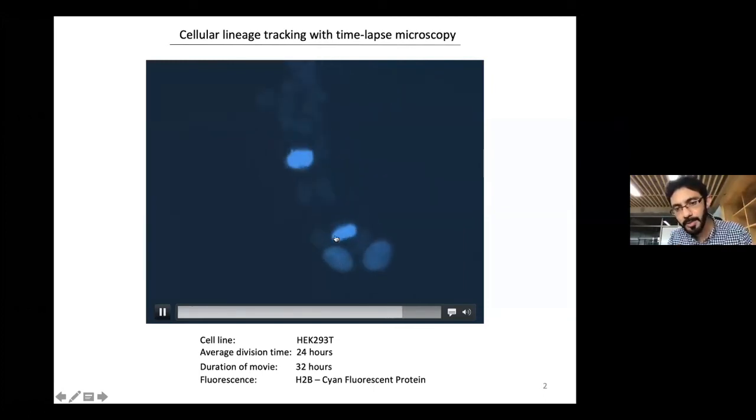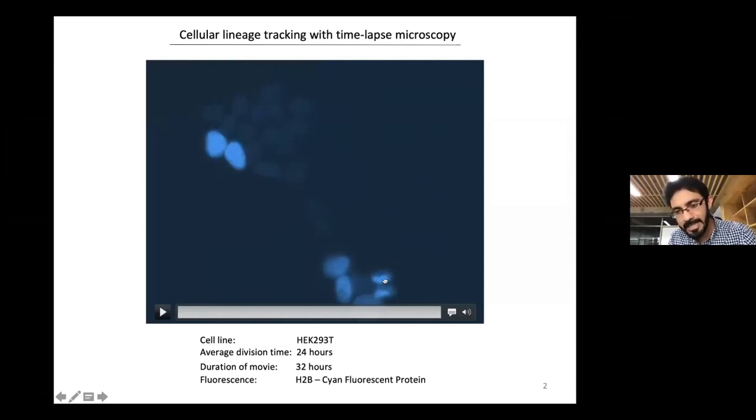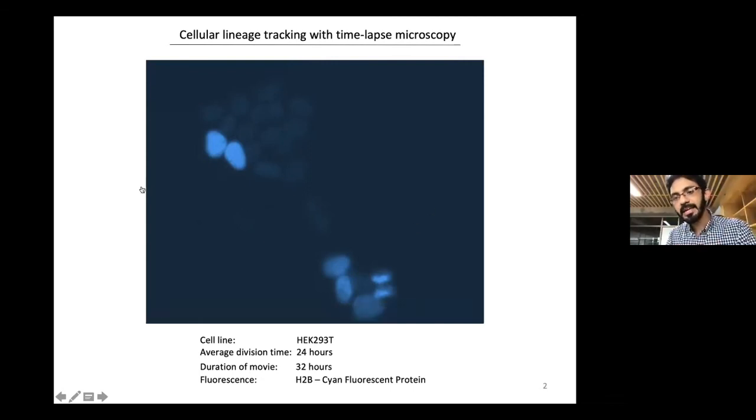Notice these two are sisters, these two are sisters. Now you know that this one and this one are cousins, right? And now you see that this one has now divided. So what that means is that this cell and this cell are second cousins, right? This cell and this cell are first cousins. This cell and this cell are second cousins. So you can maintain the identity of every single cell in these kinds of experiments. So I hope that answers the question.